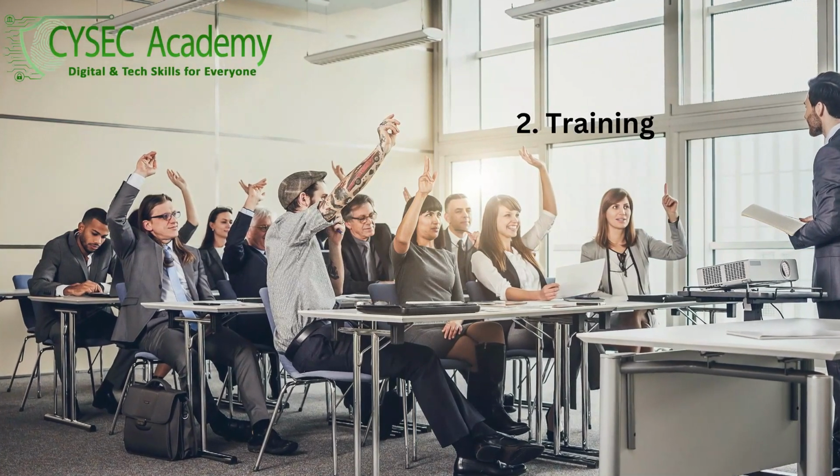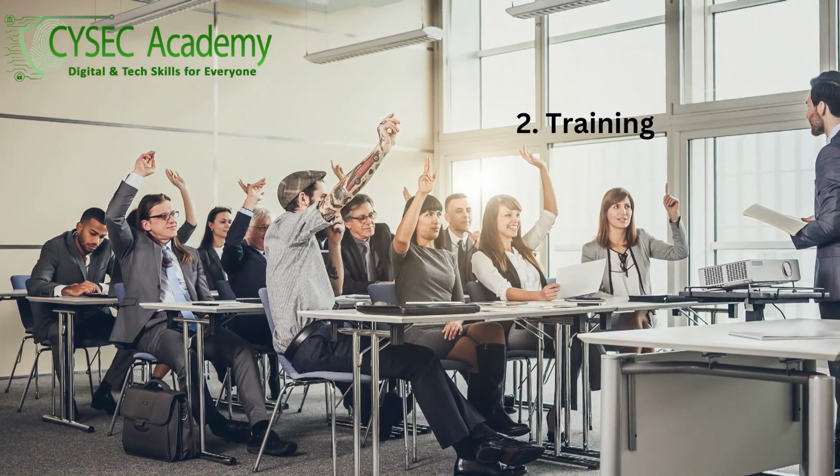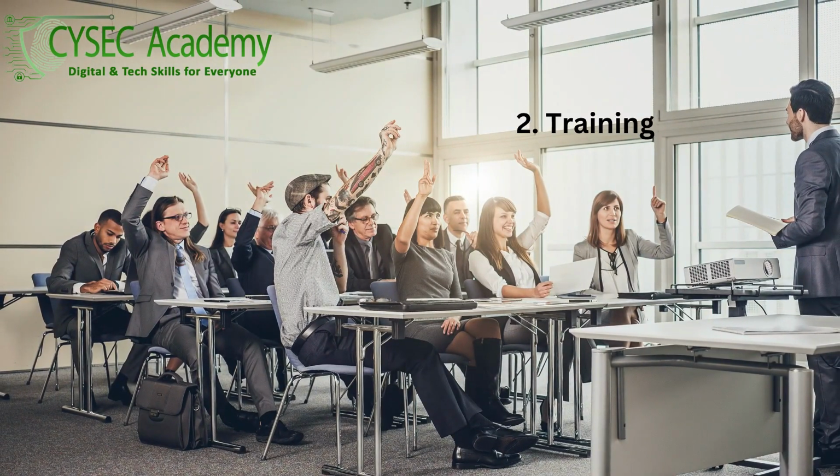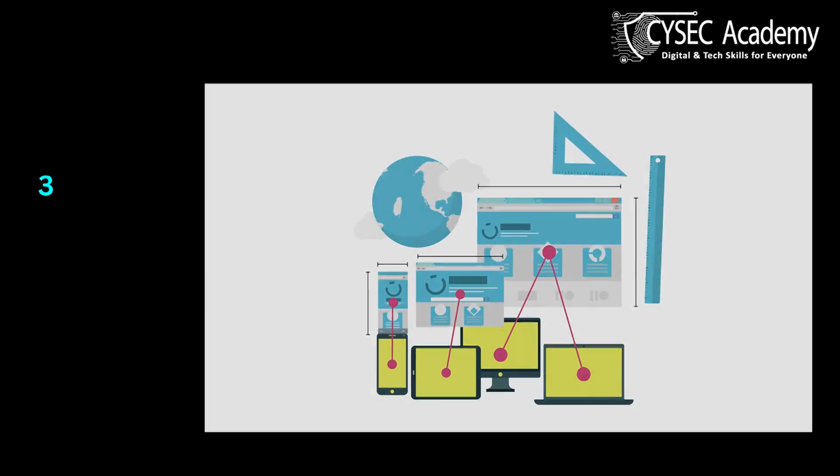2. Training. Employee training is a key administrative control that ensures everyone in the organization understands their role in maintaining security. Training programs can cover topics such as recognizing phishing emails, using secure passwords, and following proper data handling procedures. Regular training sessions help to reinforce security awareness and reduce the likelihood of human error, which is often a significant factor in security breaches.